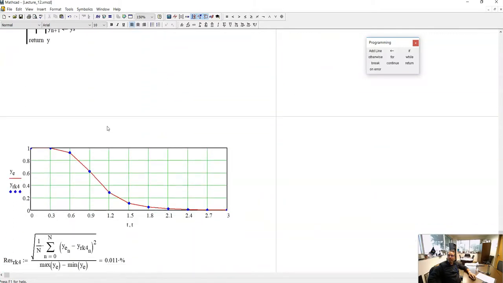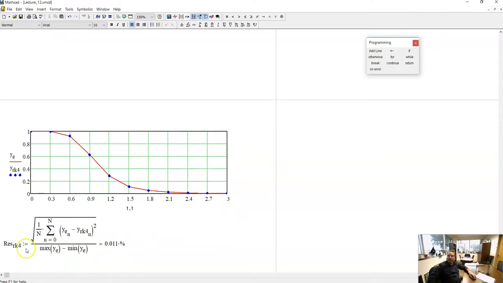At the end of this process, I get this answer, which qualitatively looks fine, even though it only has 11 points, 11 discrete solution points. It seems to approximate the analytical solution, the exact solution, very well. In fact, if I calculate a residual between the exact and the Runge-Kutta solution, I get 0.011%. So it's a pretty good numerical approximation. However, it might not be enough for what we need.